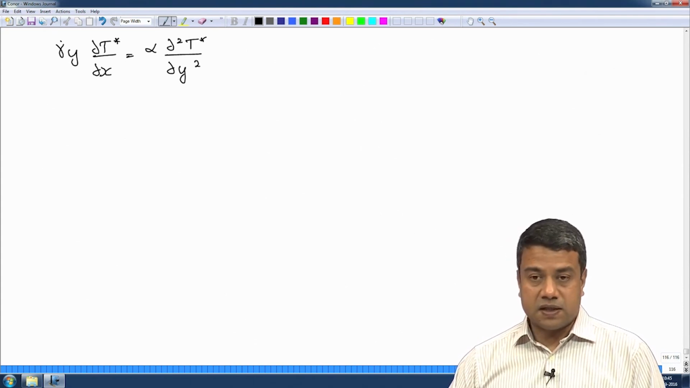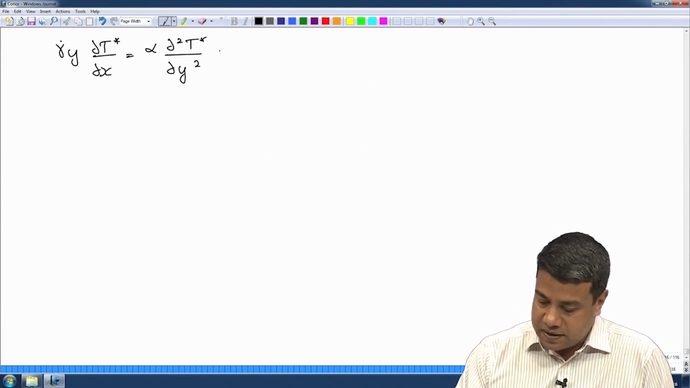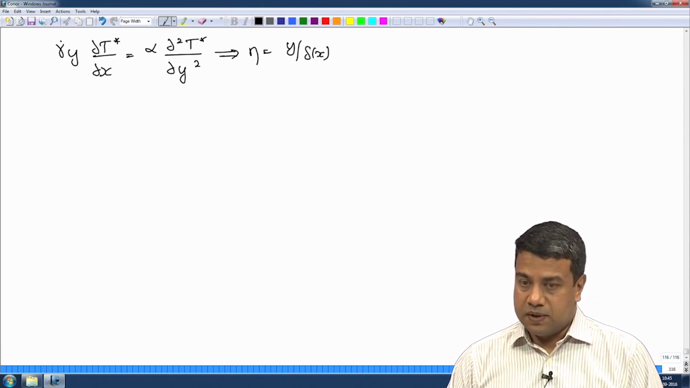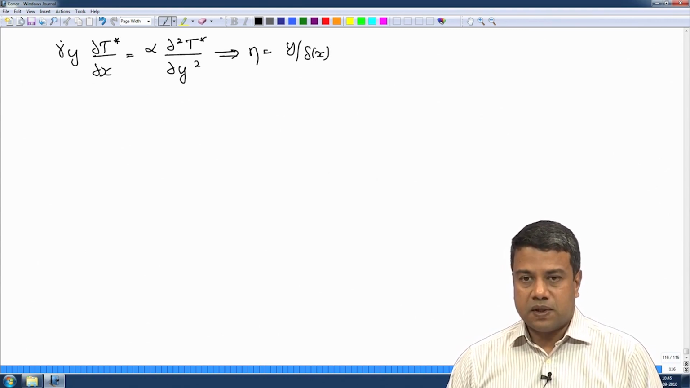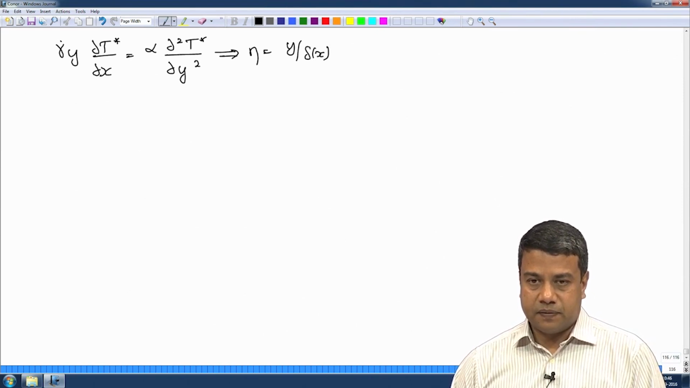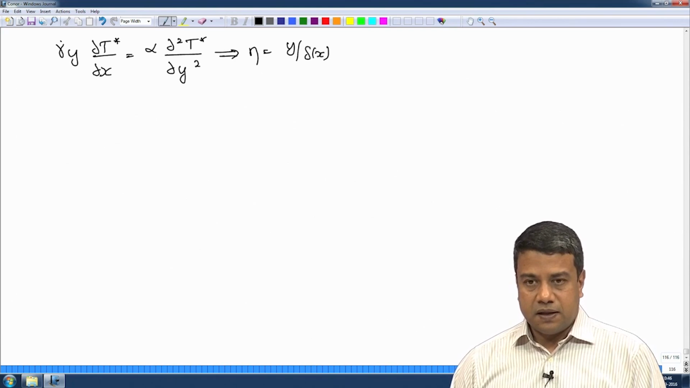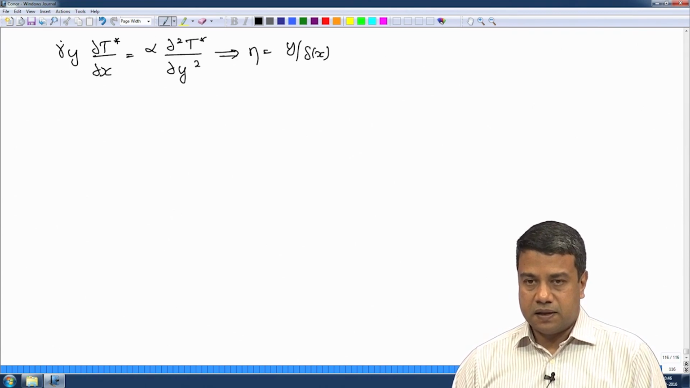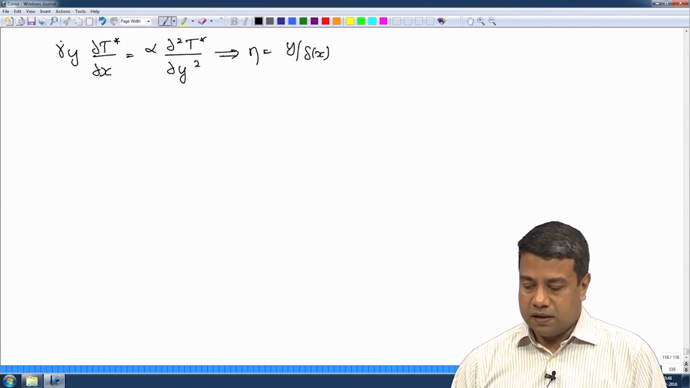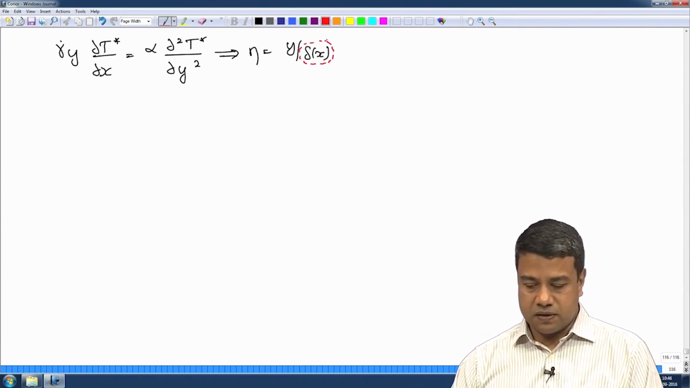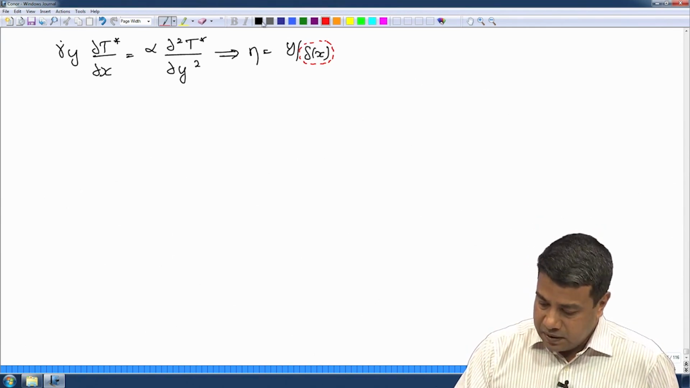If the temperature at a location x depends only upon x itself, that means that I should be able to write a similarity variable as y divided by a thickness that depends only upon x. It could well depend upon gamma dot and alpha as well, but it depends only upon the streamwise distance. This will be my similarity variable. And if I write the equation in terms of the similarity variable, if I have done everything correctly, this equation itself will give me the form of this delta of x for a similarity solution to be valid. So, how do we do that?